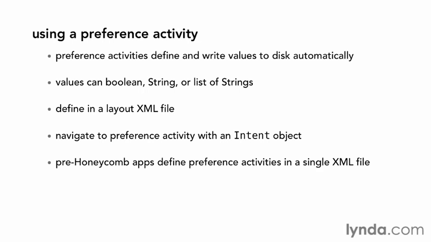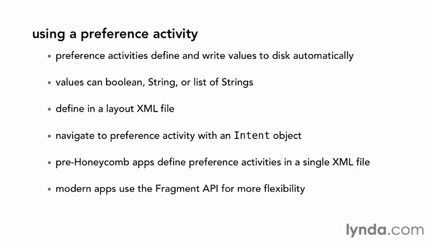You'll see some differences in how activities are created depending on what version of the SDK you're targeting. Prior to Android 3, Honeycomb, a preference activity was created in a single XML file. Starting in Honeycomb and continuing through Jelly Bean, you can use the Fragment API and put together a preference activity using one or more fragments that are then pieced together at runtime.